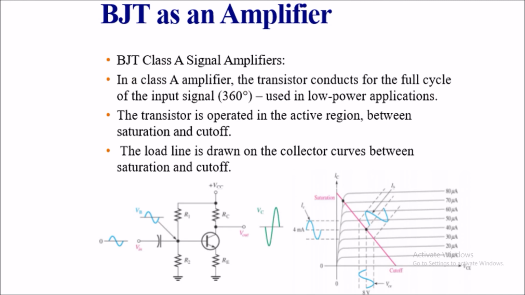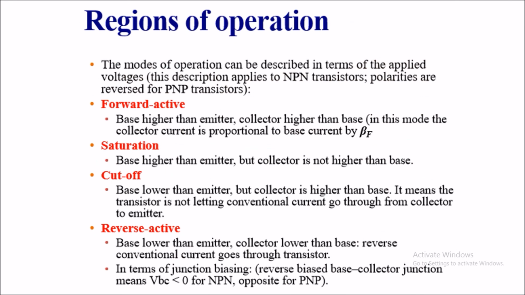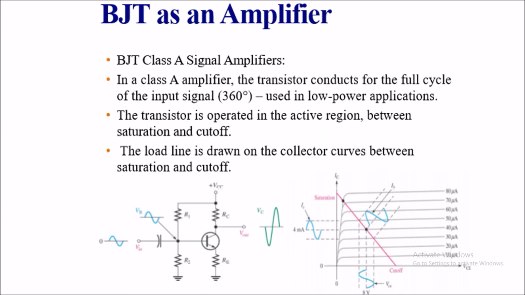BJT as an amplifier. BJT class A signal amplifiers. In class A amplifiers, the transistor conducts for the full 360 degree cycle of the input signal. Used in low power applications, the transistor is operated in the active region, which is between saturation and cutoff. So the load line is drawn on the collector curves between saturation and cutoff.